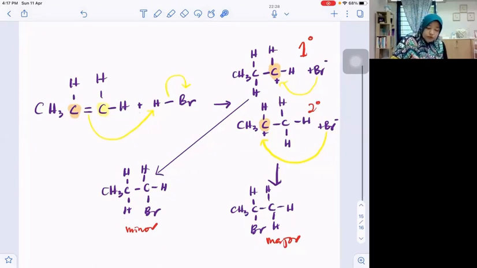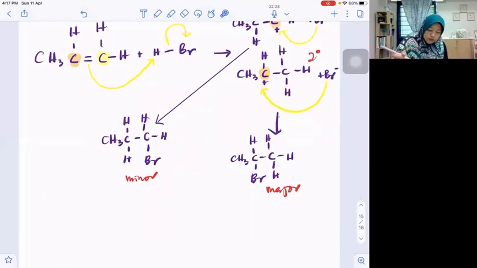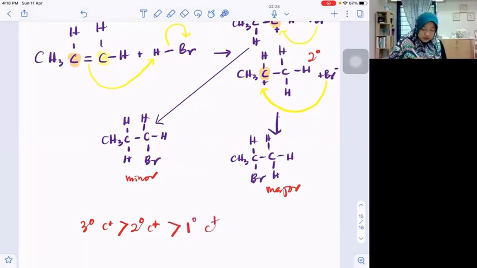Let me show you the ranking of the carbocation. Tertiary carbocation is more stable than secondary carbocation, and secondary is more stable than primary carbocation. It means that the tertiary carbocation will produce a major product as compared to secondary. And if we have only secondary and primary, the secondary will lead to the major product.